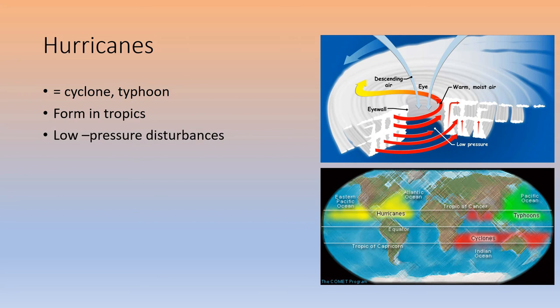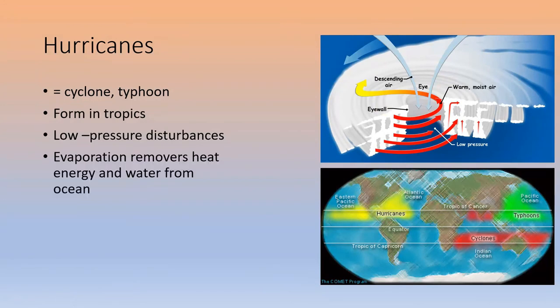Basically, a hurricane is a giant low pressure disturbance, right? So what you have is a low pressure area, and the winds and Earth's rotation then take it and start to spin it, due to the Coriolis effect. The evaporation removes heat, energy, and water, of course, from the ocean, and this is what drives a hurricane.